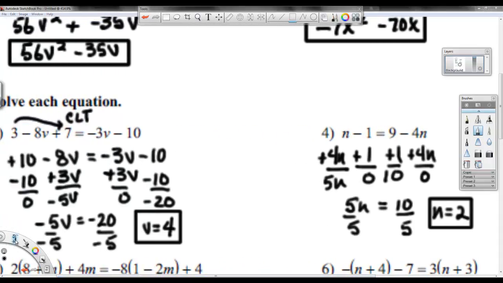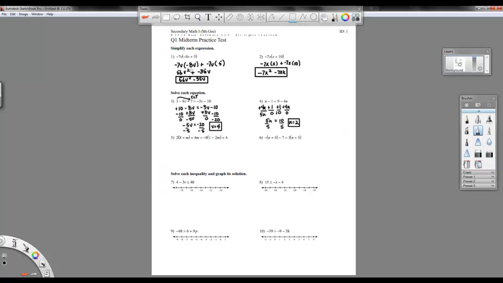So let's take a look at what we have so far. So we've got 56v squared minus 35v and negative 7x squared minus 70x. Some of you people would leave the x off the last term of the binomial here. You've got to have it all, people. If you miss one thing, it's wrong. I'm sorry. And so down here we ended up with v equals 4 and n equals 2.